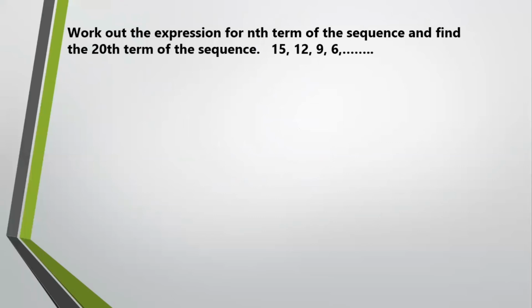Work out the expression for the nth term. Same formula, okay? And find the 20th term of the sequence. So what do you observe here? Okay, check your answer. Your T, that is the first term, is 15. Let us see the common difference. 15 minus 3 is 12. 12 minus 3 is 9. 9 minus 3 is 6. So D here is minus 3.